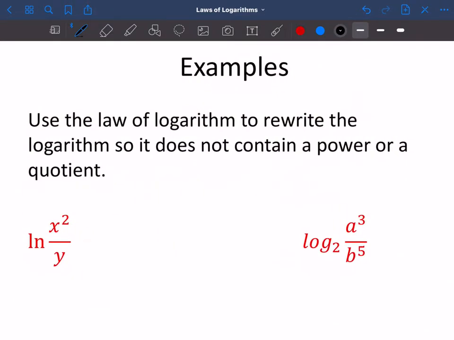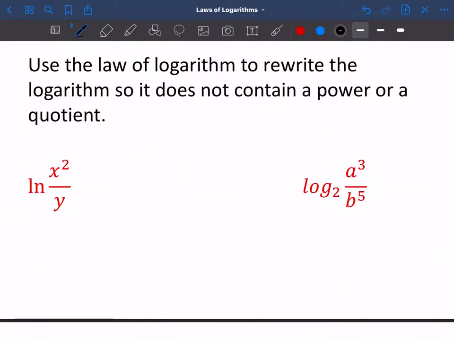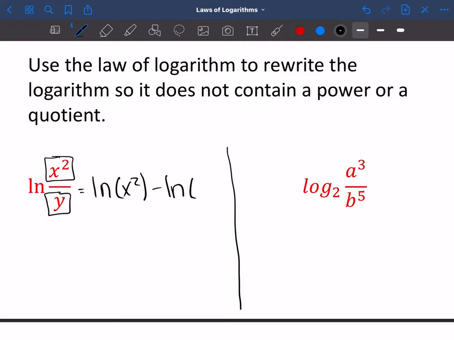Use the laws of logs to rewrite the logarithm so it does not contain a power or a quotient. Let's take a look at this first example over here. We'll just split this up. The first thing I'm going to do is take care of my division first. I'm going to take care of this quotient. We have 1 term up top, 1 term in the bottom. So we have the natural log of x squared minus the natural log of y. Now we can use our power rule.